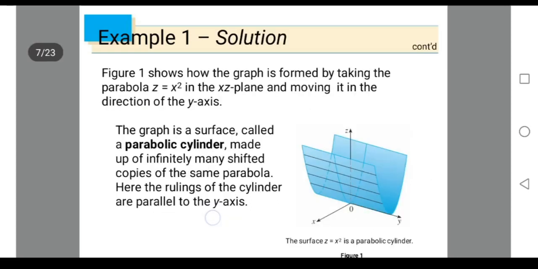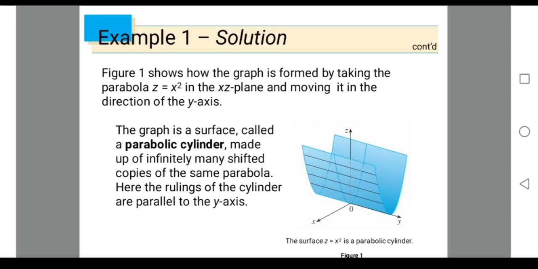Now we're going to see in the next slide, in figure 1, how the graph is formed by taking the parabola z is equal to x square in the xz plane and moving it in the direction of the y-axis. You can see this equation is making a curve in the xz plane and it is moving in the direction of the y-axis. That is what we talked about.